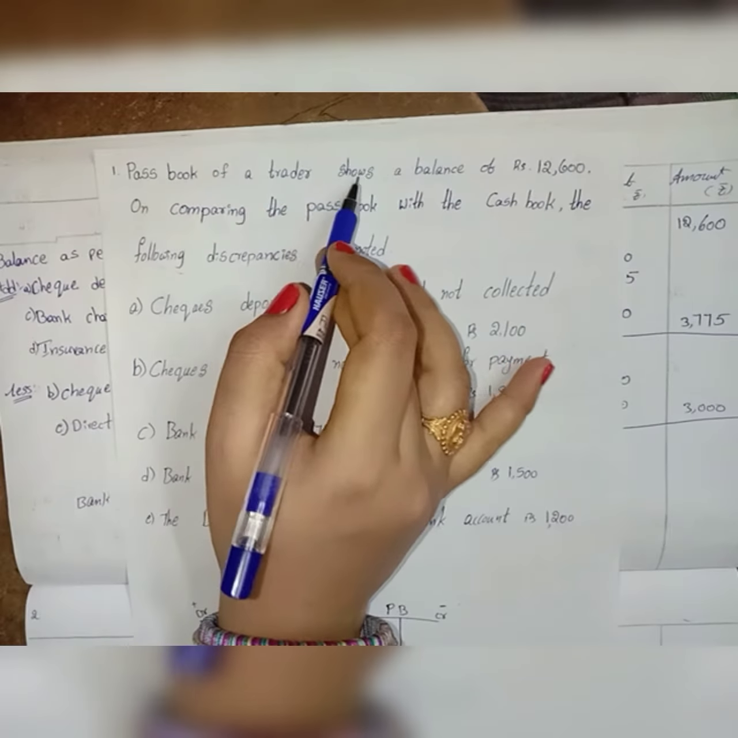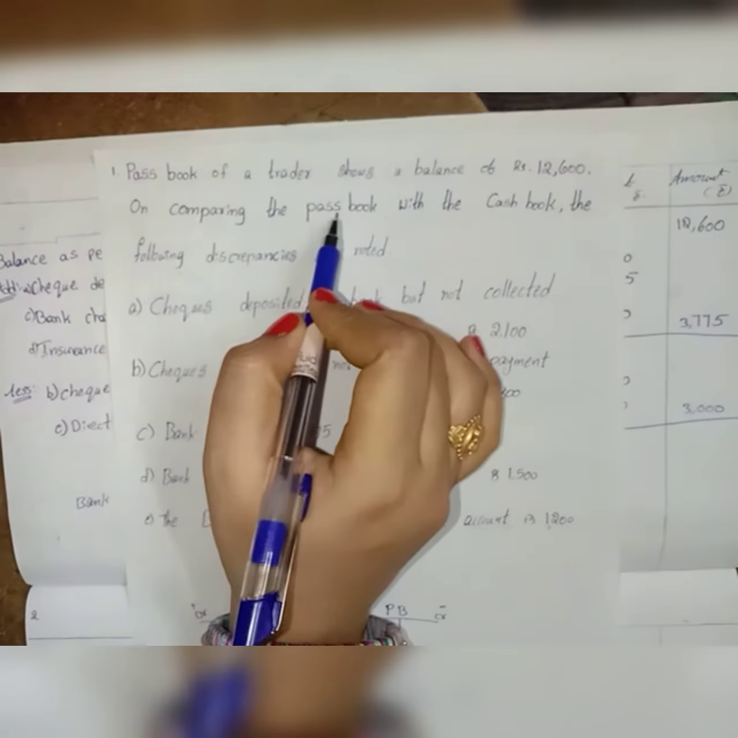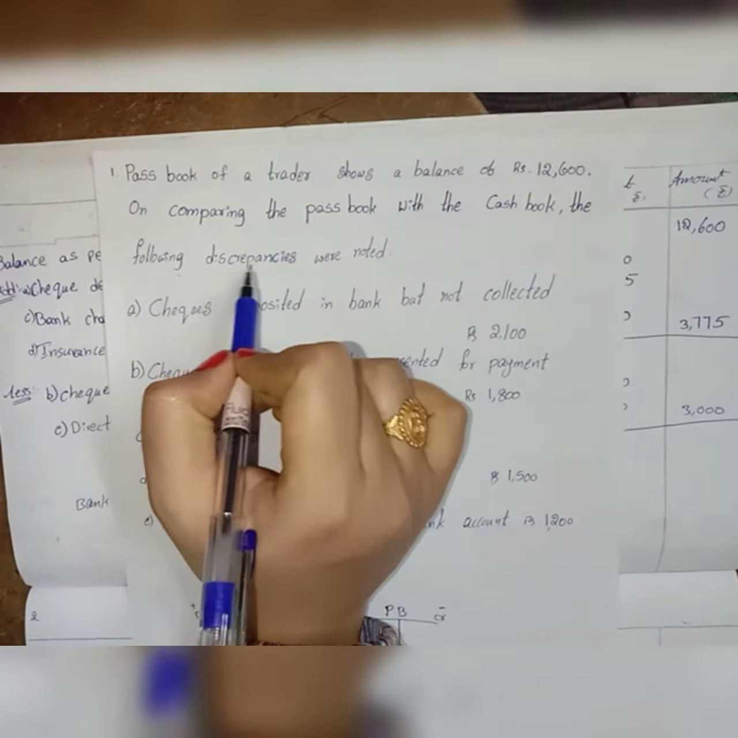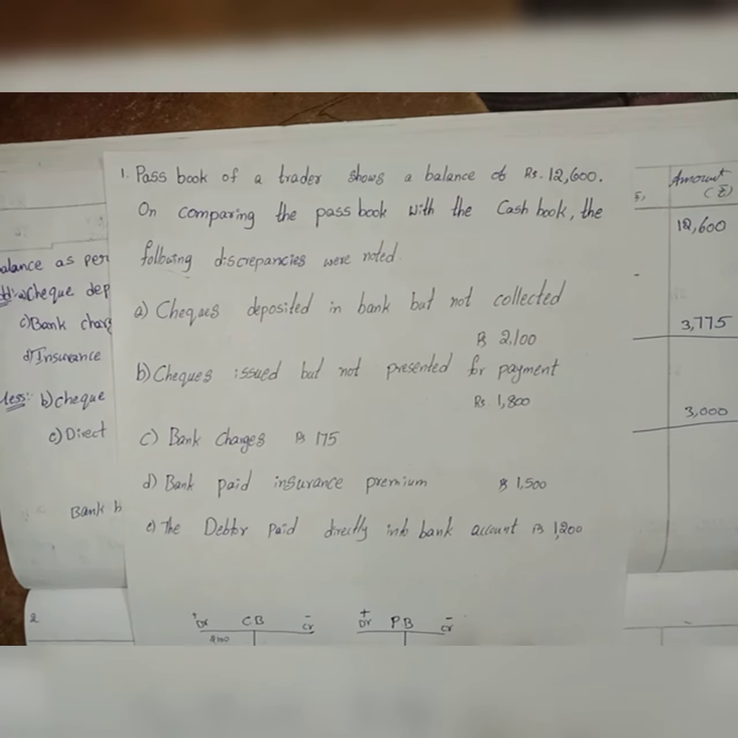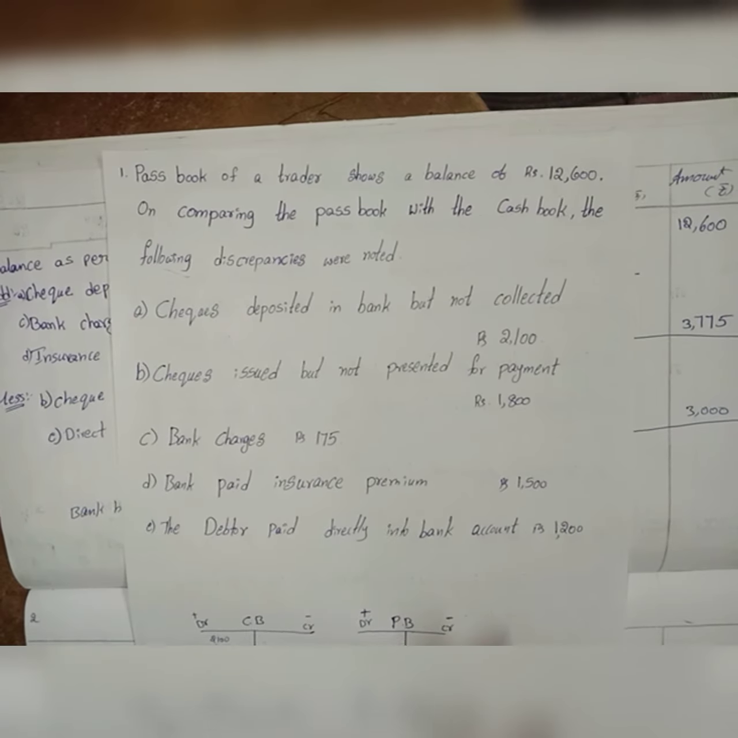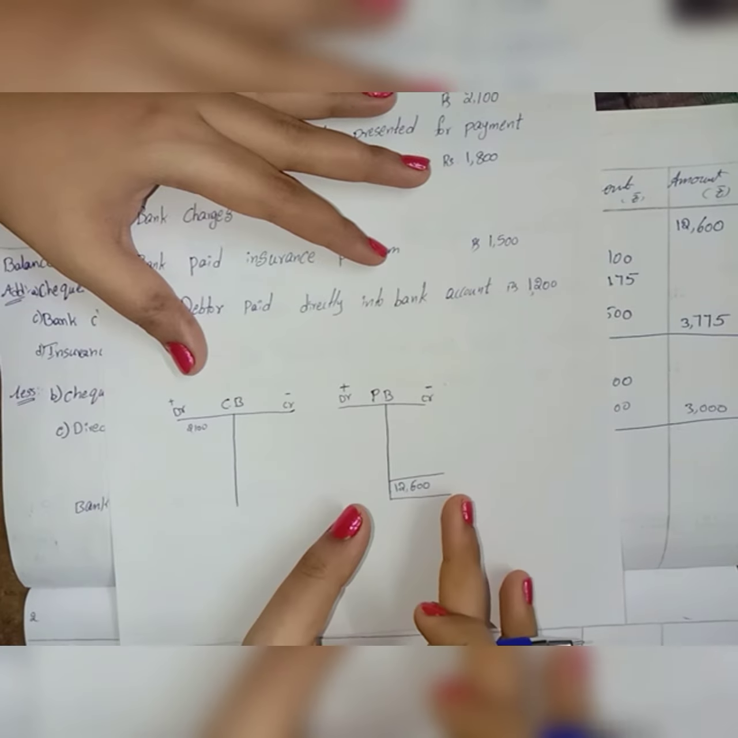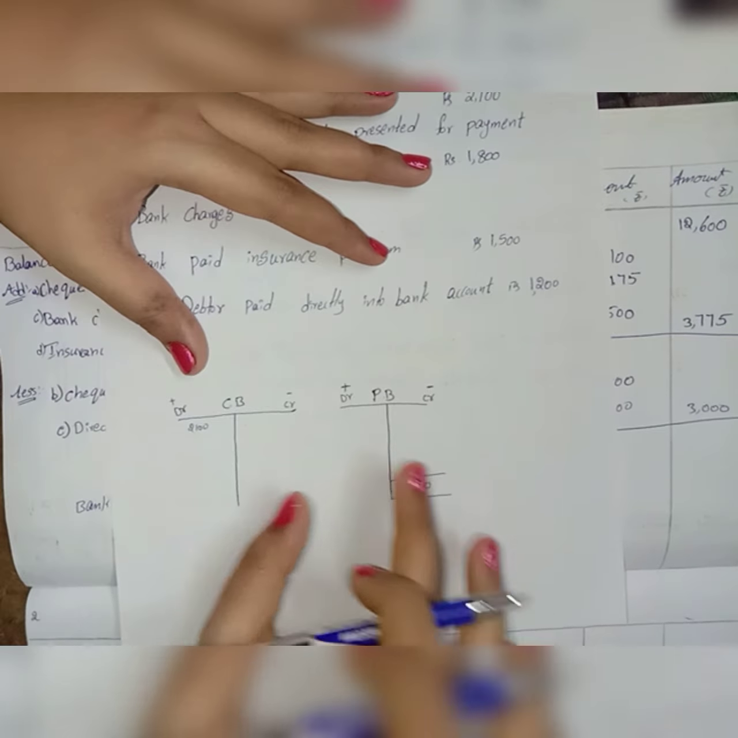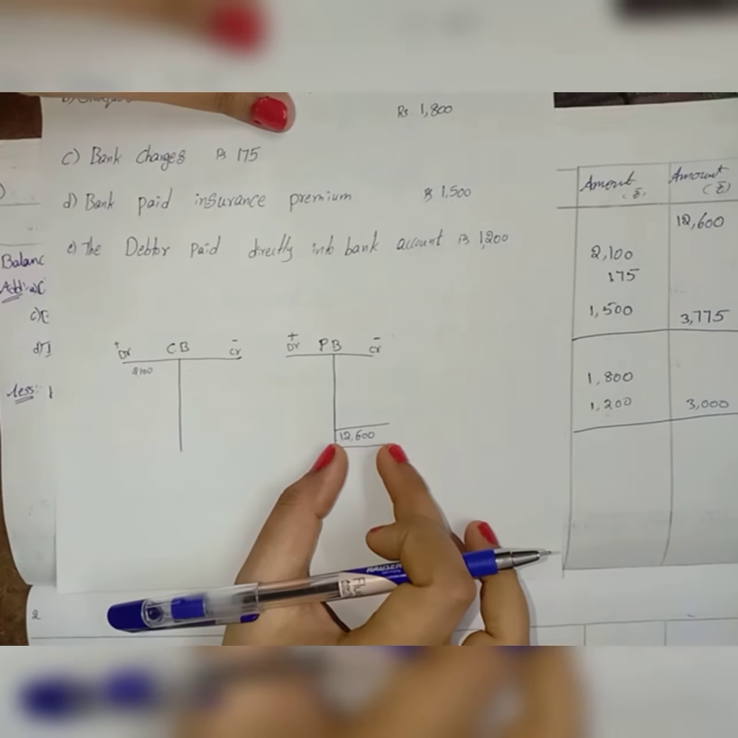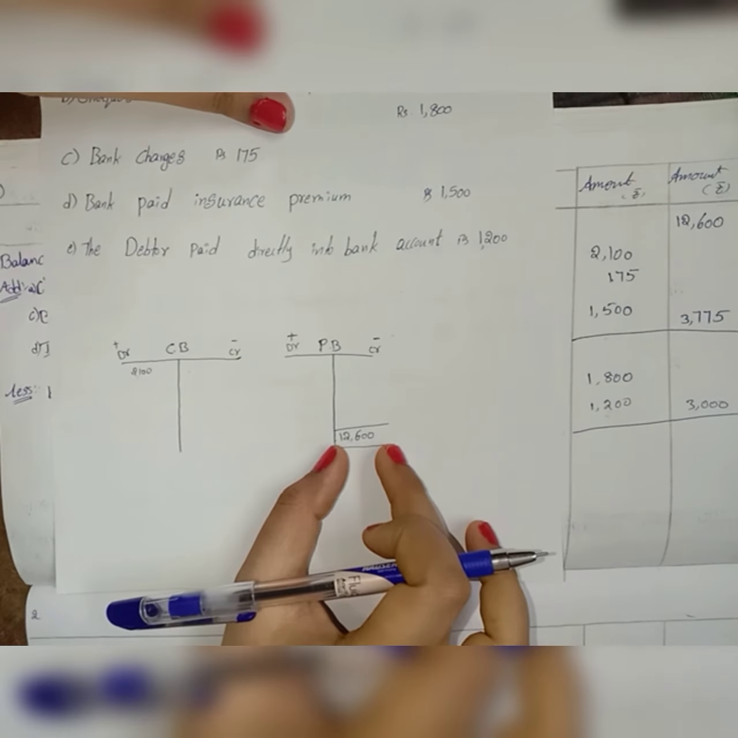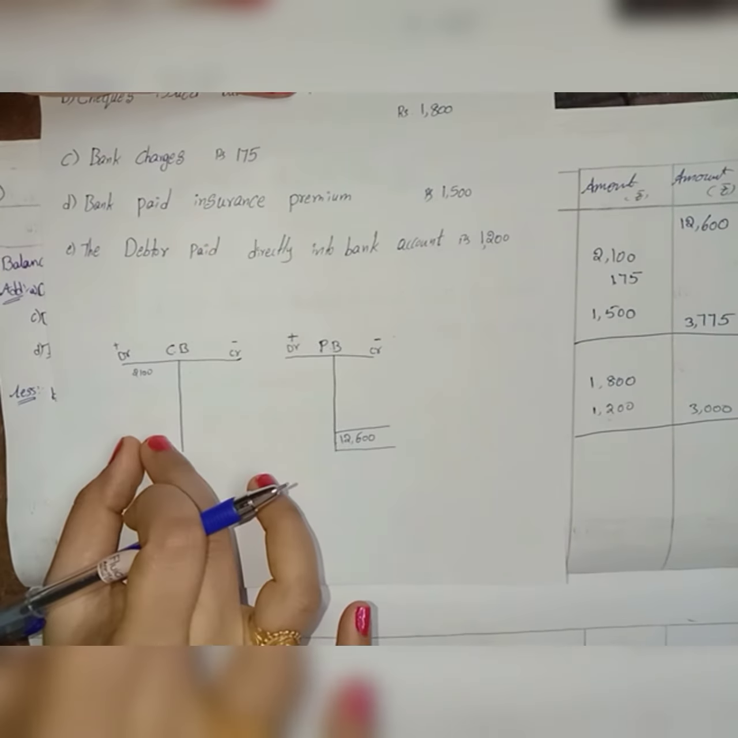Passbook of a trader shows a balance of rupees 12,600. On comparing the passbook with the cash book, the following discrepancies were noted. So here it is given the passbook balance. This is a rough pro forma for the cash book and this is a rough pro forma for the passbook. Passbook balance is a credit balance. Cash book balance is a debit balance.